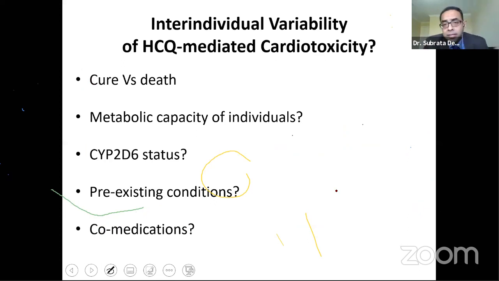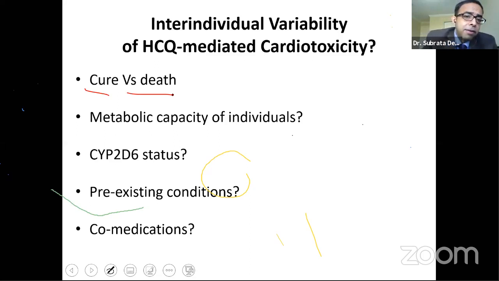Now the question is, as pharmacists, pharmacologists, or the pharmaceutical community, we should ask why we are seeing this variation. Because we are also hearing, right? Like ICMR said there are some benefits. In here also, we found some benefit. Why is there a difference between cure versus death?